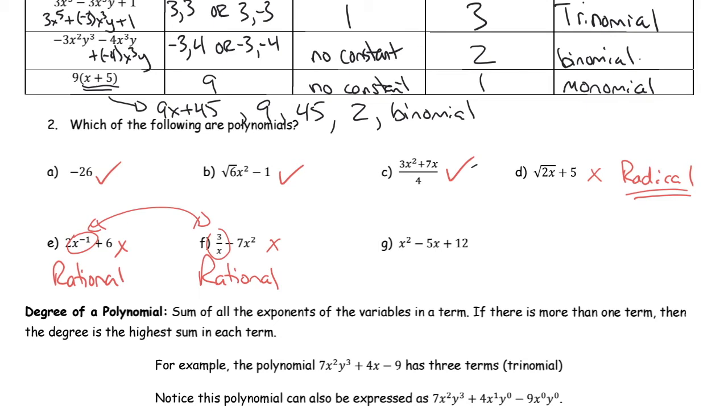And this last one right here, x squared minus 5x plus 12, well, there are no problems here. There's no variable under a square root. There's no variable with a negative exponent or a fractional exponent. There's no variable in the denominator. That's a polynomial. I'm happy with that.